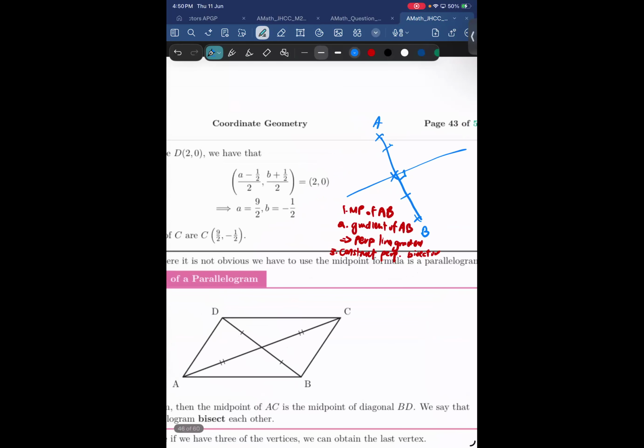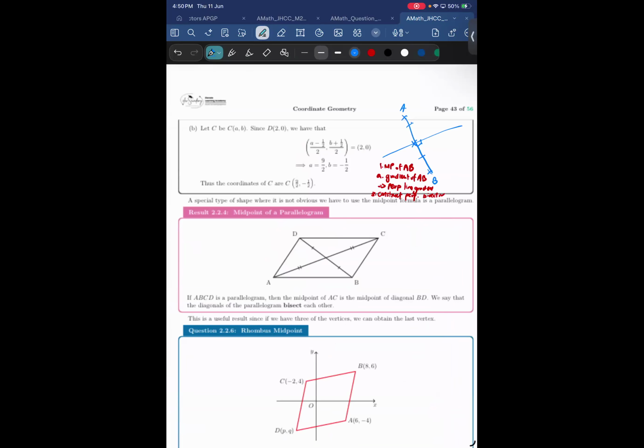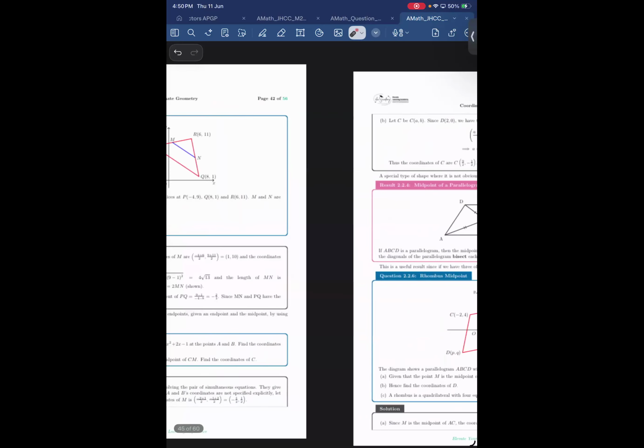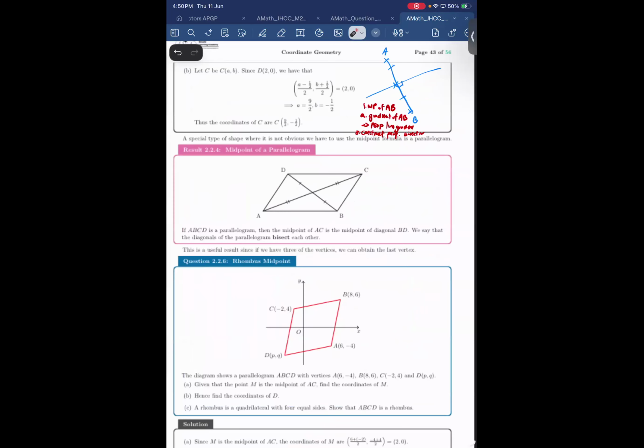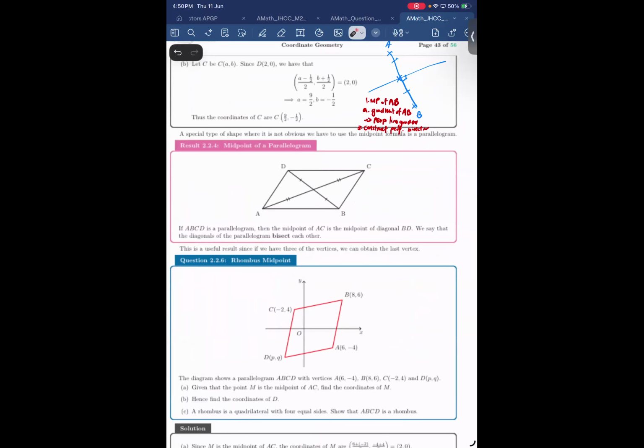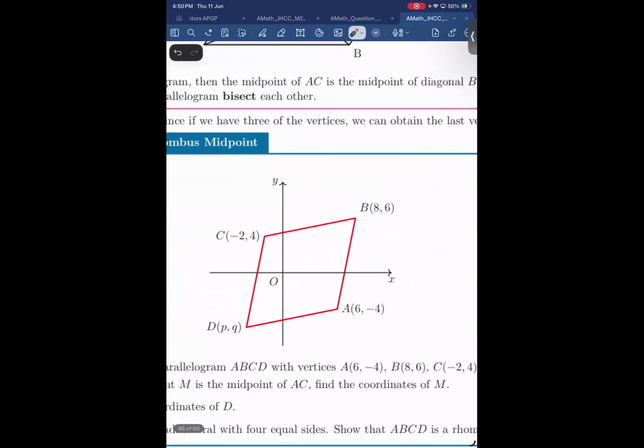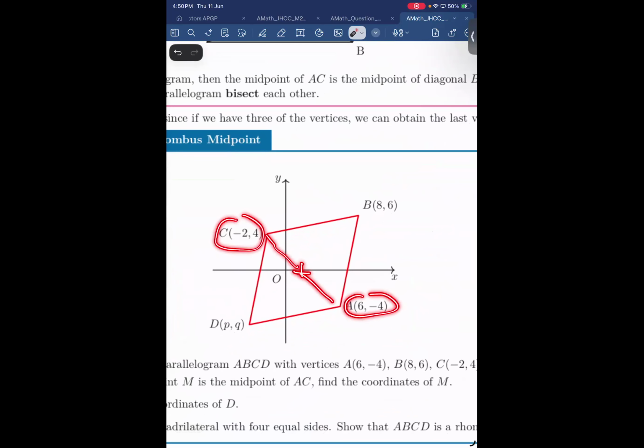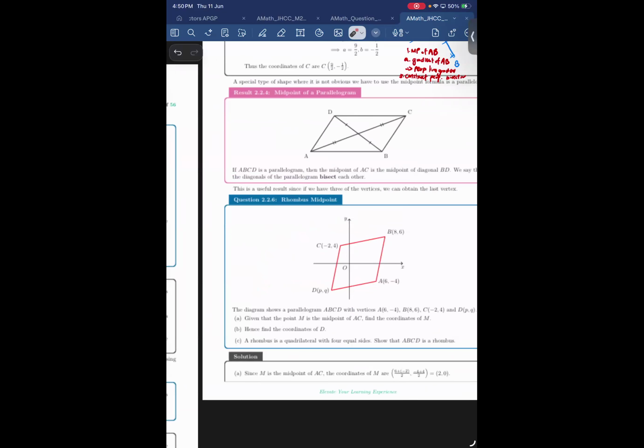The second thing that is special about midpoints is the parallelogram. For a parallelogram, the special property is that the midpoint of AC is the same as the midpoint of BD. The other word they use is bisect: the diagonals bisect each other. So why is this useful? If we have three points, we can find a fourth point. How do we do that? If we have C and A here, we can find the middle here. Then we can reverse the midpoint formula to find what P comma Q is. So that's a pretty important thing.